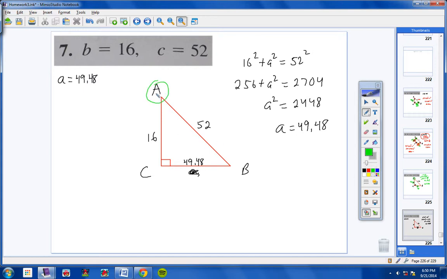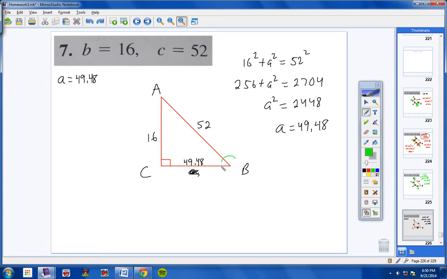Now, students, we're missing two angles. Okay, angle A and angle B. We want to solve for the smallest angle first. So we're going to draw a line going across from A and a line going across from B. Which side is smaller, 16 or 49? Well, 16 is. So if 16 is the smaller side, then B is the smaller angle. Okay, so we're going to solve for B.